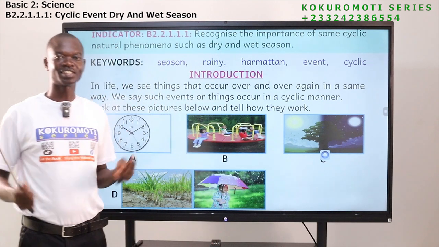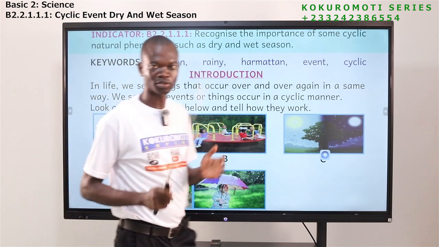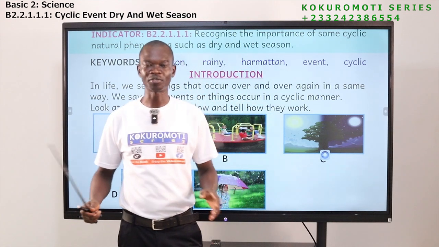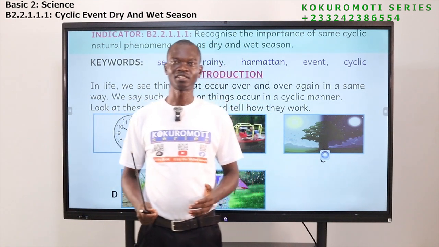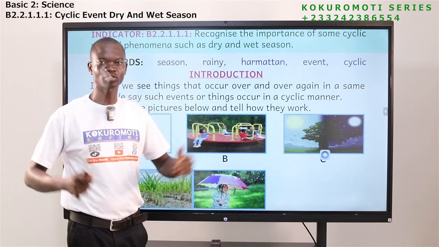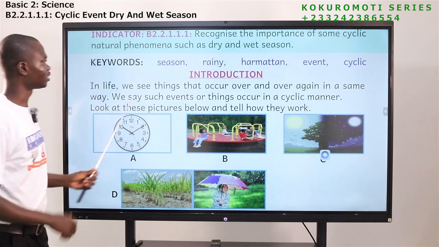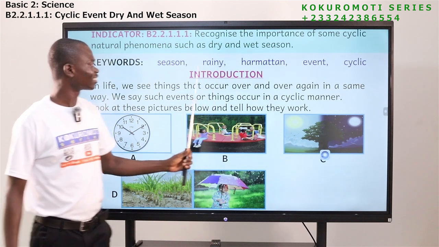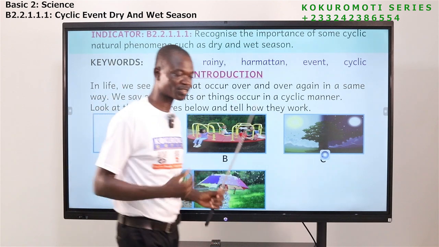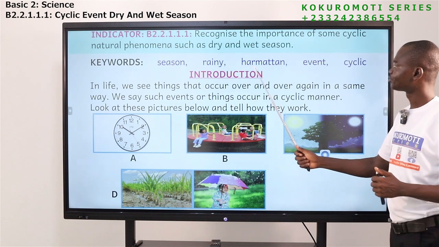Season. When you talk of season, it can have different meanings, but here we are talking about a period of time in the year. In Ghana, we have two main seasons: the dry season and then the wet season. So when you talk of season, we are talking about a period of what? Time within a year. The next word is rainy. It comes from the word what? Rain. So when you describe something as rainy, we are talking about rain.